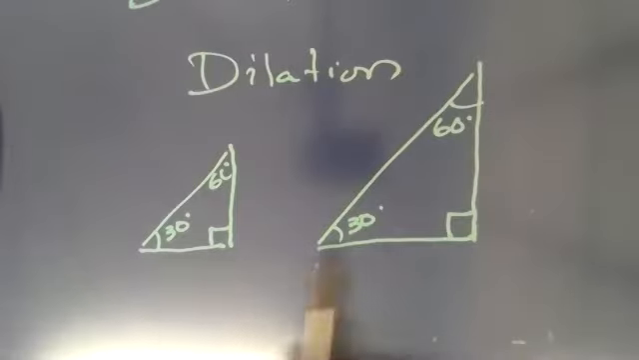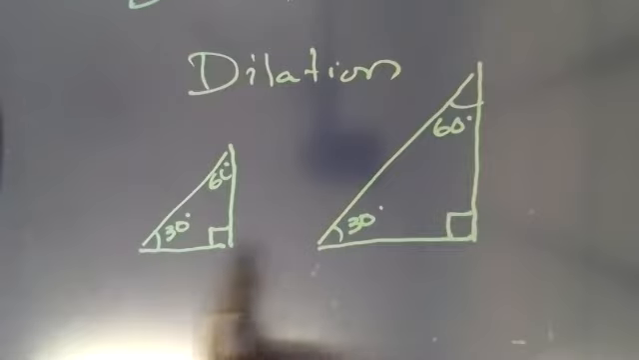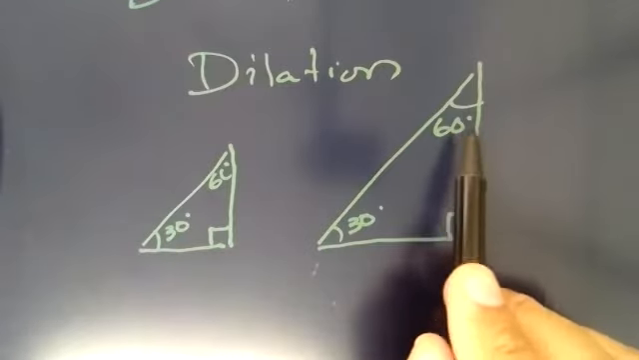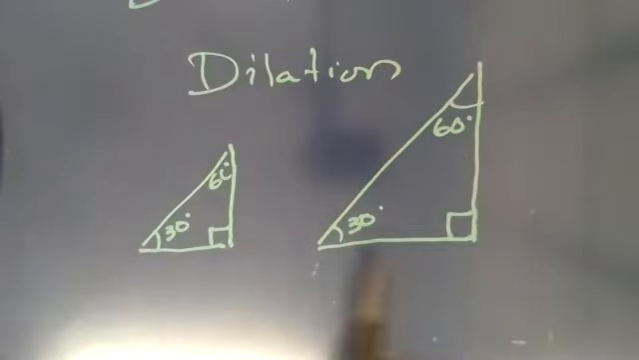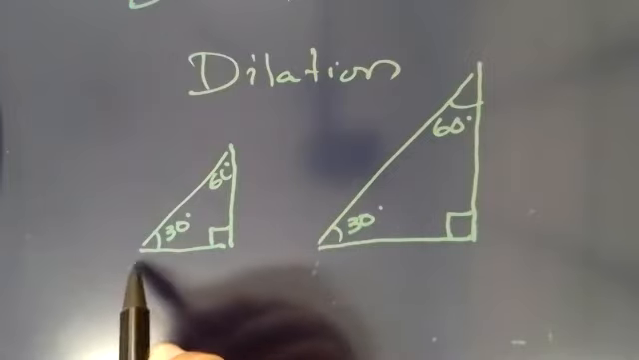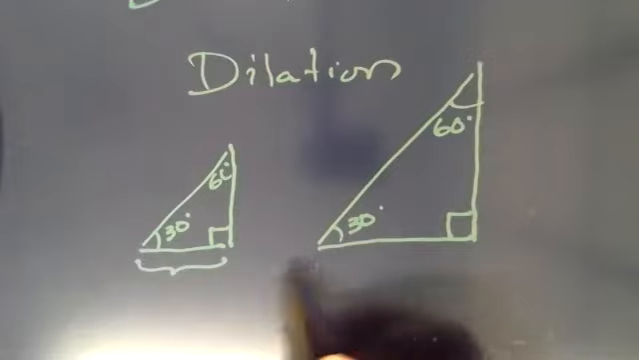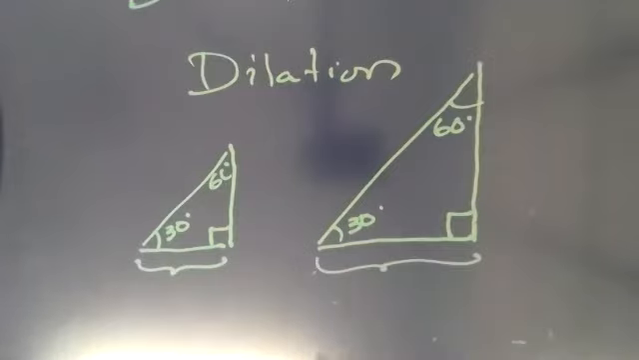Notice that the angles of the triangles are the same. 90 degrees, 90 degrees, 30 degrees, 30 degrees, 60 degrees, 60 degrees. The angle measures will be the same. However, the side lengths, this one is going to be smaller than this one over here. Okay? It's very important to point that out.